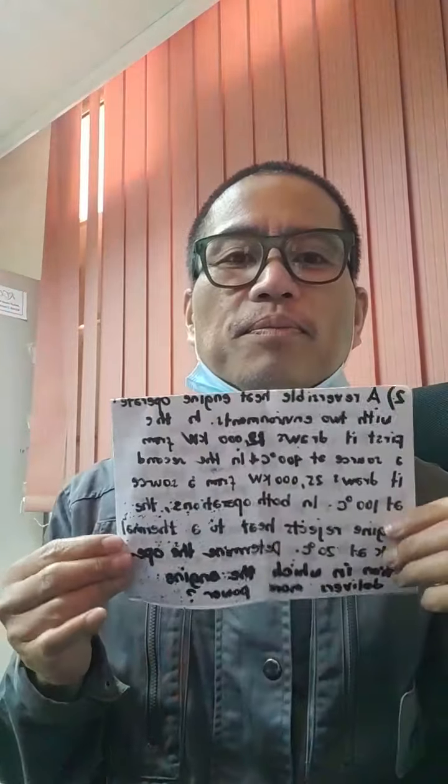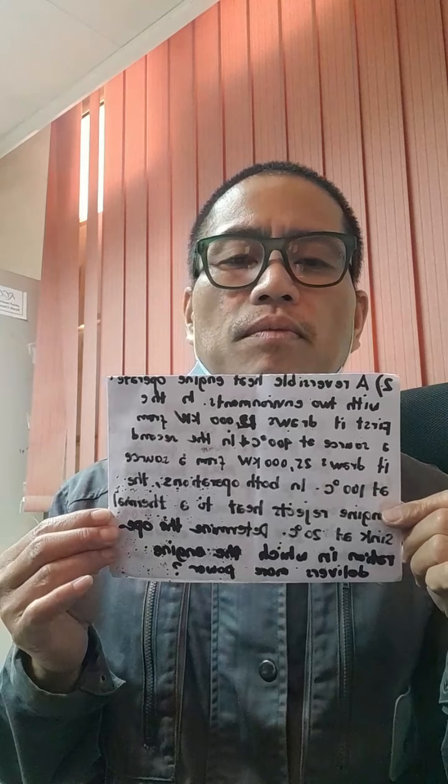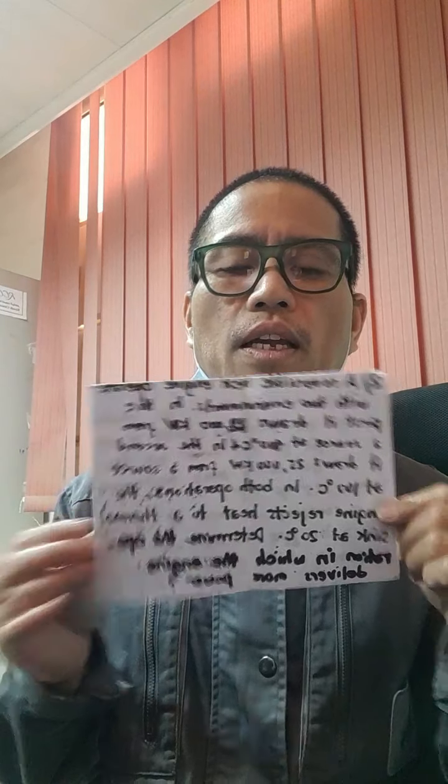Here is the problem. Okay, so a reversible heat engine operates with two environments. In the first, it draws 12,000 kilowatts from a source at 400 degrees Celsius, and in the second, it draws 25,000 kilowatts from a source at 100 degrees Celsius. In both operations, the engine rejects heat to a thermal sink at 20 degrees Celsius. Determine the operation in which the engine delivers more power. So this is a comparison between heat engine number 1 and heat engine number 2.